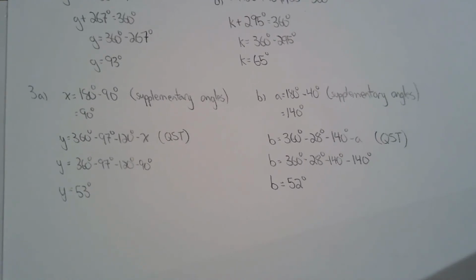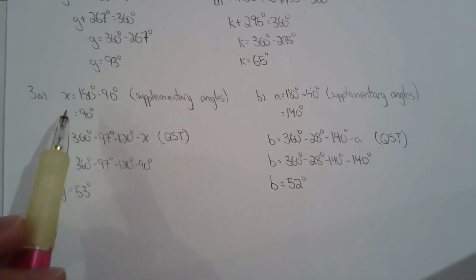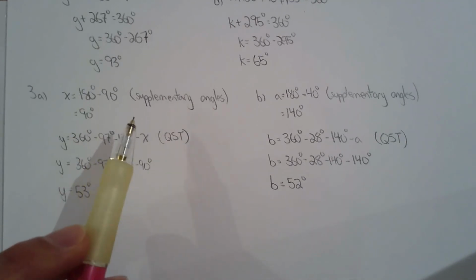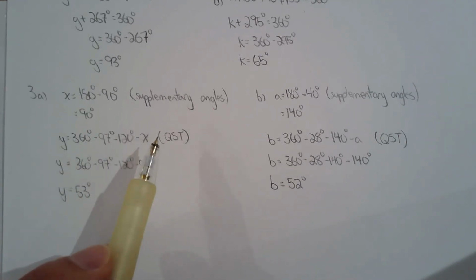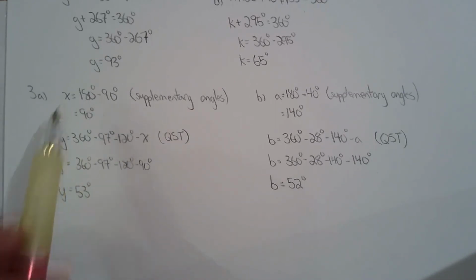Okay, for question 3, it's a two-step process. You actually can't solve for y in 3A immediately. What you have to do is solve for x, and then you can solve for y. So solve for x, given the fact that at a vertex, the interior and exterior angles are supplementary angles. So I solve for angle x, the third interior angle, and I can solve for the fourth interior angle using the quadrilateral sum theorem. I shortened it to QST because it's getting pretty repetitive.